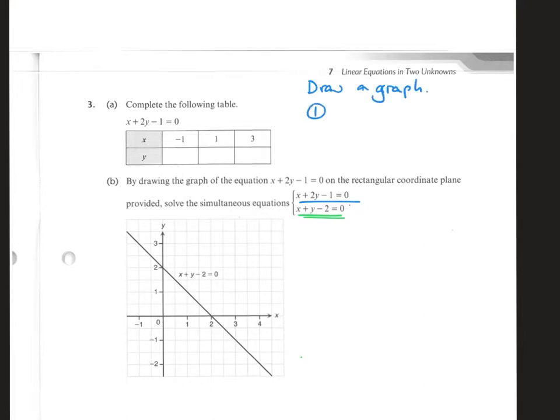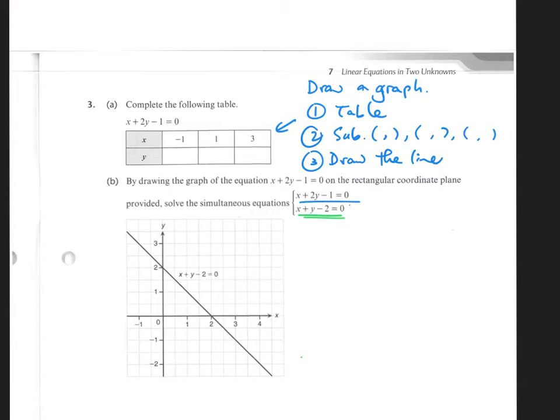When you need to draw a graph, first, you need a table, like the one here. Secondly, you do substitution for different values of x to get the corresponding values of y, so that you have some points which help you to draw the line. Then thirdly, you can draw the line. This is when you are talking about a linear equation.